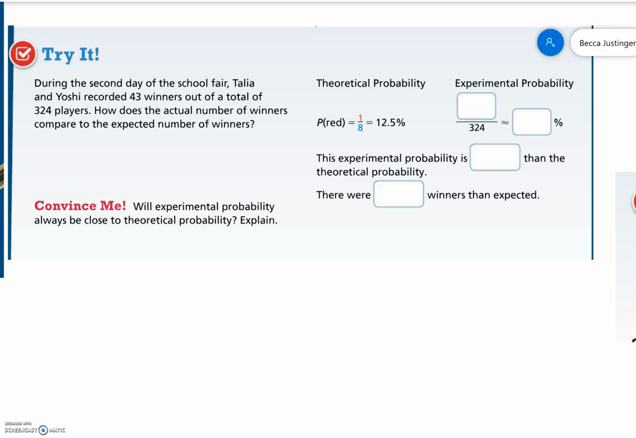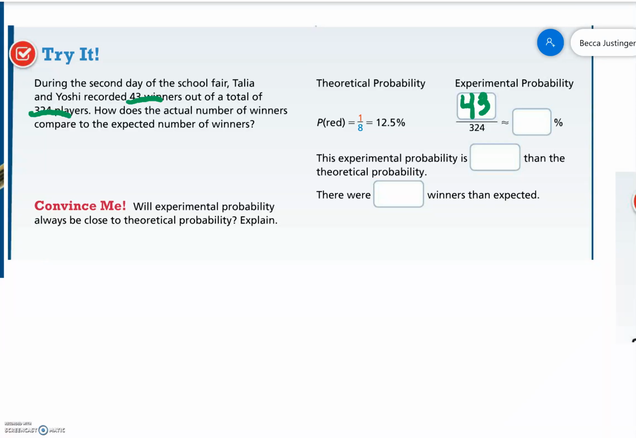During the second day of the school fair, Talia and Yoshi recorded 43 winners out of a total of 324 players. How does the actual number of winners compare to the expected number of winners? So our experimental probability was 43 out of 324. So I want to find that percentage. Remember, we can set up a proportion, or you can do 43 divided by 324 and multiply by 100.